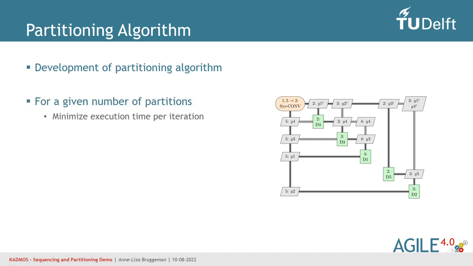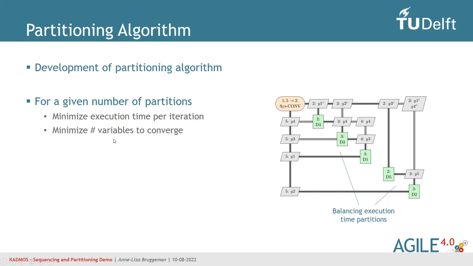So how does this algorithm work? For a given number of partitions, the algorithm tries to minimize the execution time per iteration. How does that work? It tries to balance the execution time per partition such that the partitions have more or less the same execution time. This is beneficial because then one partition does not have to wait for the other partition to be finished. This way the execution time per iteration is minimized.